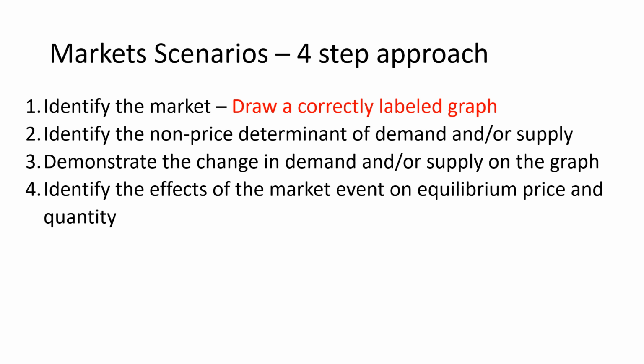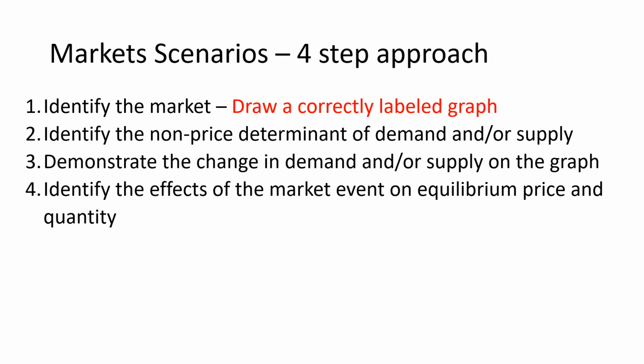Number two, here's where it gets a little challenging. Read over the scenario and identify which non-price determinant of demand or supply, or the rare case both, are changing in the market. It's vitally important to identify which of the 5 non-price determinants of demand or the 6 non-price determinants of supply is affecting the market. After you've done the heavy lifting in number 2, then demonstrate what you have learned and identified in part 3. Demonstrate the change in demand and or supply on the graph.